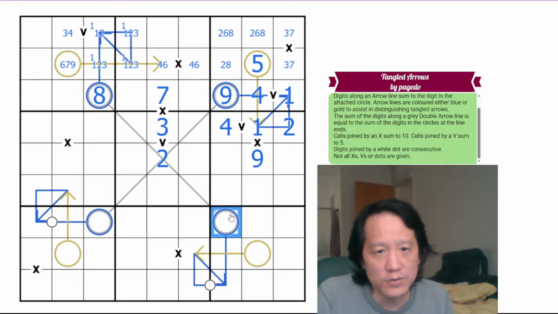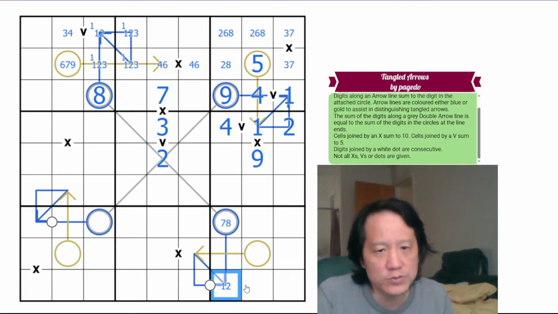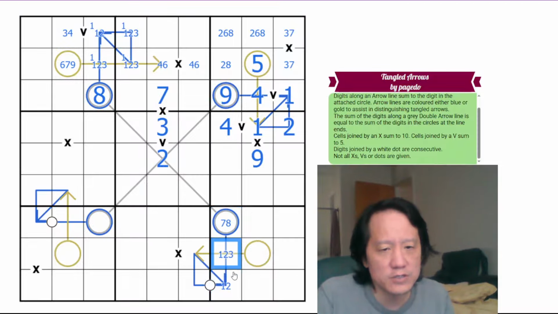Same here. This digit cannot be 9. It has to be at least 1, 2 plus 1, 2. So this is 7 or 8 here, which means this could be 1 and 2 at most. To add up to 8, you could go 1, 3, potentially. 1, 2, 3. This is guaranteed to be 1.